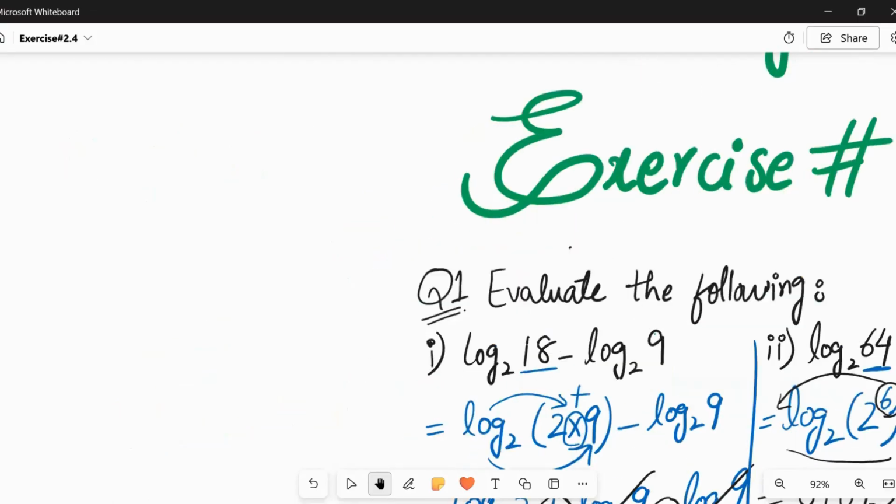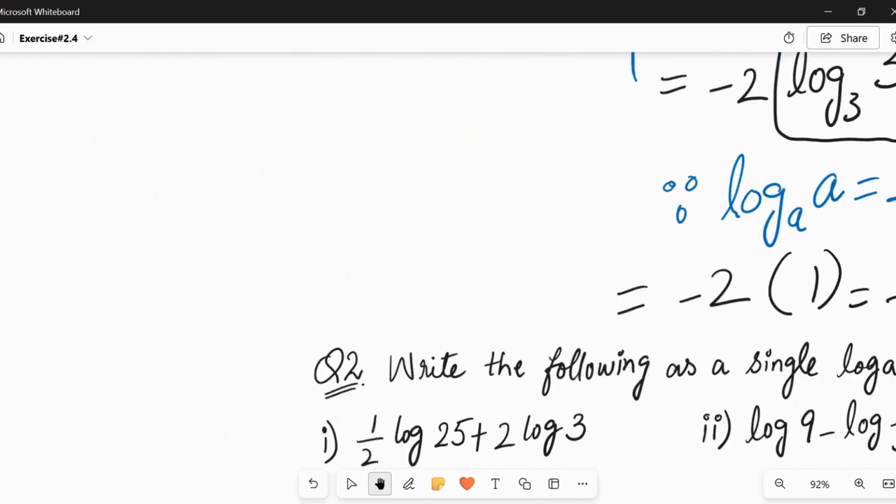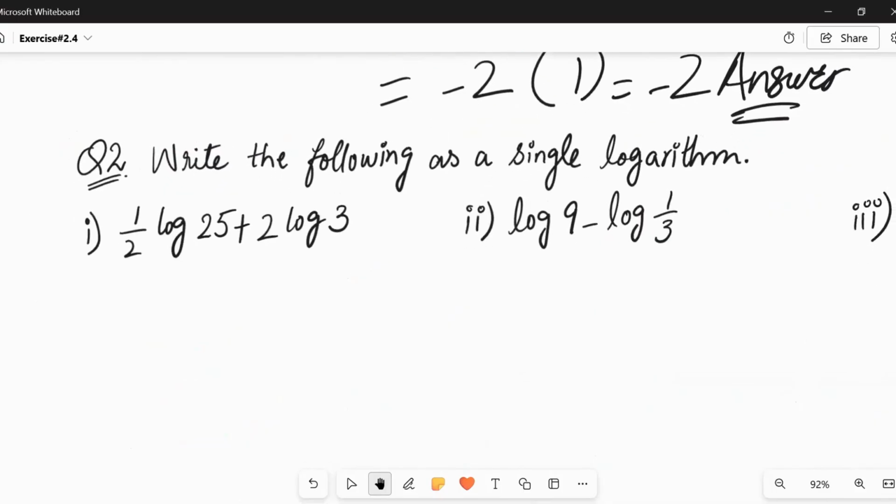So let's see what question number 2 of this exercise says. So before we start, repeat after me.